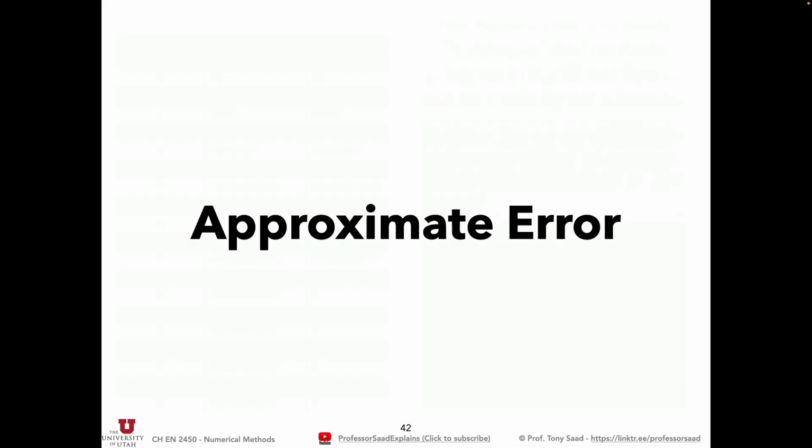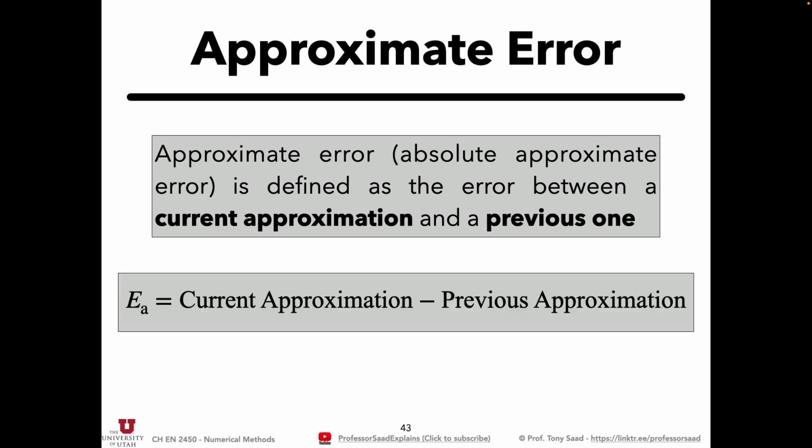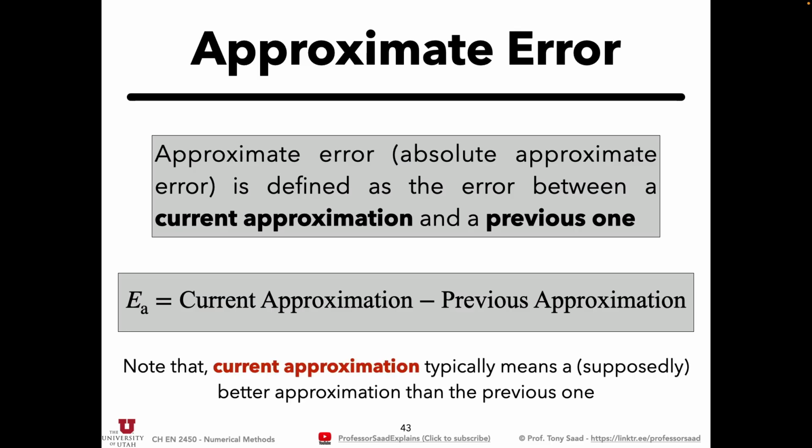So that leads us to the concept of approximate error. The approximate error in the context I presented is the difference between a current approximation and a previous approximation, assuming that the current approximation is a better approximation than the previous one. In the Taylor series, it works because we know with more terms, we get a better approximation than with fewer terms, because the Taylor series is a converging series, right? And in most cases, this is the situation.